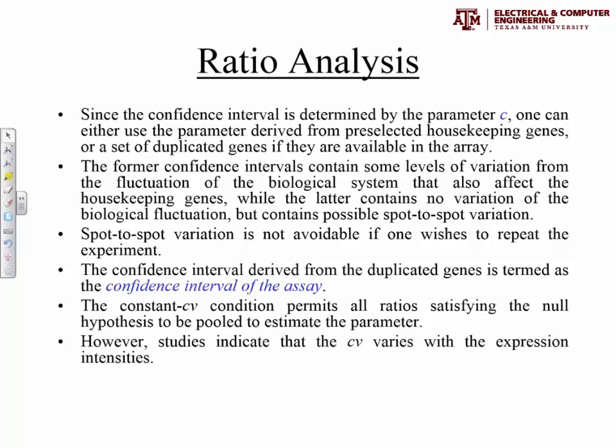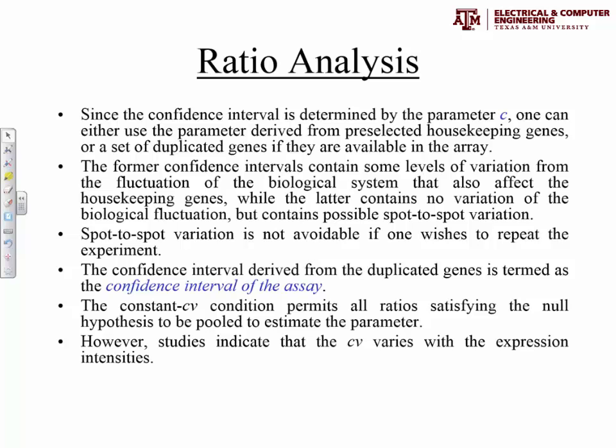Now, since the confidence interval is going to be determined by that parameter C from the density function, one can either use the parameter derived from preselected housekeeping genes or a set of duplicated genes if they are available in the array. If you are using housekeeping genes, the confidence interval that you determine will contain some level of variation from the fluctuation of the biological system that also affects the housekeeping genes, because from one experiment to the other, it's a different system. In theory the housekeeping genes shouldn't be affected, but there might be some effect. So you will observe some confounding factors.